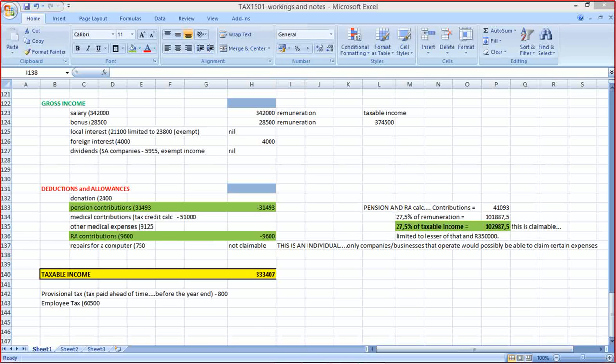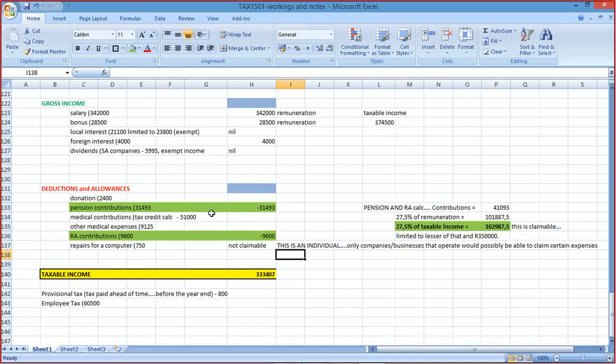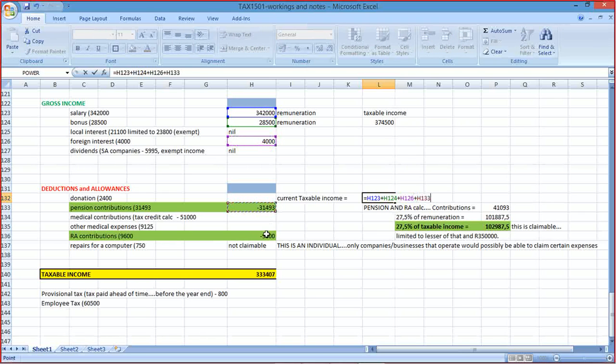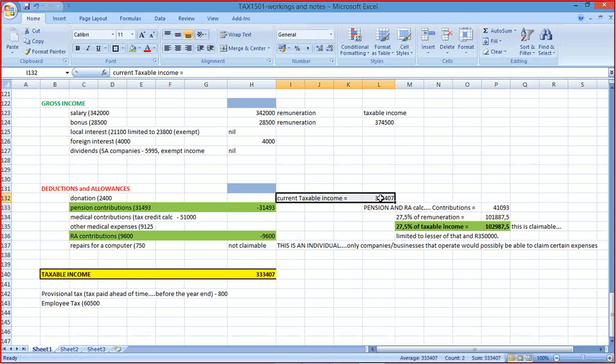Now we need to look at the donation. The donation here is 2,400. We need to know what the taxable income is going to be. I've already calculated that because we've got a total here. Remember the formula was pulling through. It's nice doing this in Excel because I can see everything work out nicely. So this amount here is the total. Current taxable income would equal this plus that minus this minus that. Does that make sense?